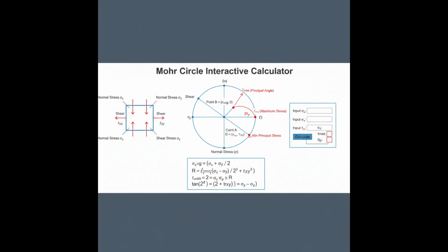For a steel beam under combined loading, I'll enter sigma x, normal stress x, as 80 megapascal, sigma y, normal stress y, as negative 40 megapascal, and tau xy, shear stress, as 30 megapascal.